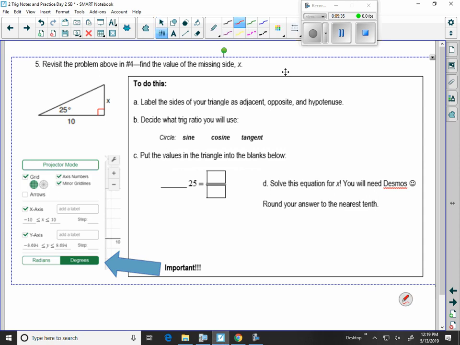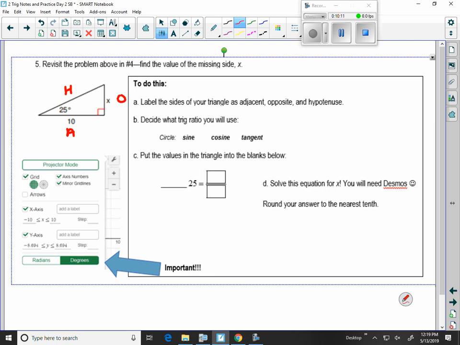All right, let's revisit the problem. Okay, let's bring it back. It says find the value of the missing side x. It says here, label the sides of your triangle adjacent, opposite, and hypotenuse. Okay, so based on this angle, which side is x? Opposite. What about 10? Adjacent. And we're missing the hypotenuse there as well, yes? Okay, you have to label these.